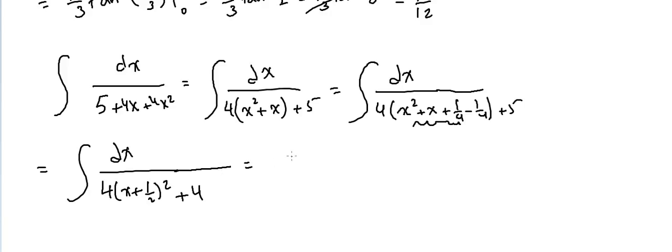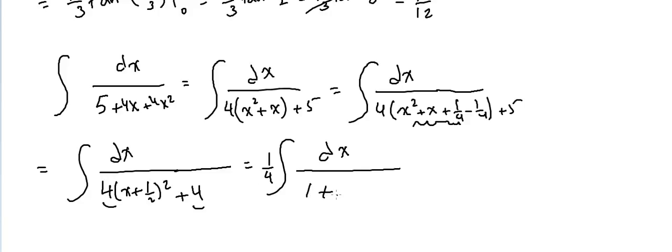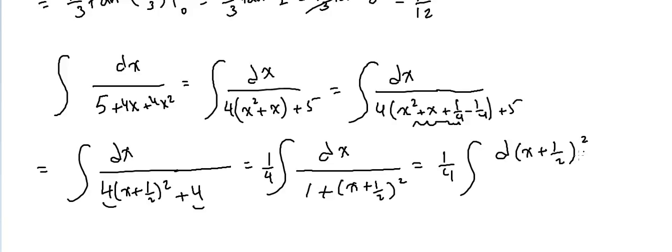So it is equal to the integral of, let's say, 1 over 4. I'm taking this 4 common. What I have left is 1 plus, right? 4 divided by 4, it's 1. And 4 into x plus half squared divided by 4, it's x plus half squared. Now, it's 1 over 4 integral of du. I need du, not dx. When we have x squared, we take dx. When we have u squared, we need du.